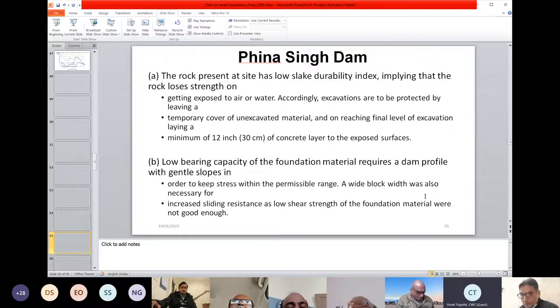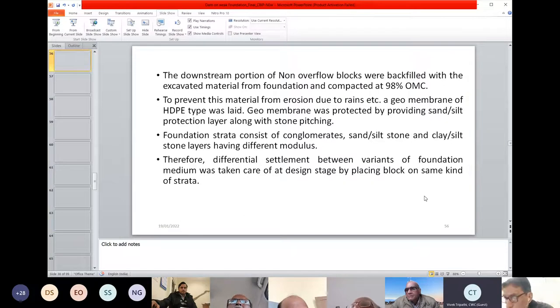Then the low bearing capacity of the foundation material requires a dam profile with gentle slope, because here the bearing capacity of the material was very low. To keep the stresses within the permissible range, a wider block width was also necessary. So we have changed the design also. Sliding resistance had to be increased, because the shear strength of the foundation was low. So for increasing sliding resistance, the downstream portion of the NOF block was backfilled with the excavated material from the foundation and compacted to 98% of OMC.